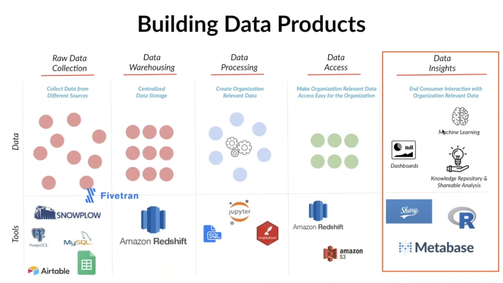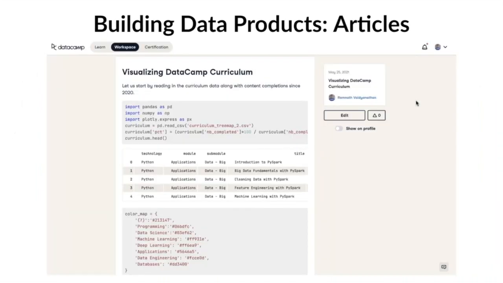I'll just give you two examples. One here at DataCamp is an article I wrote on our curriculum, and as you can see, this is on Workspace right now. These are essentially articles that can be shared with people across the organization, and you can look at it as a data product.